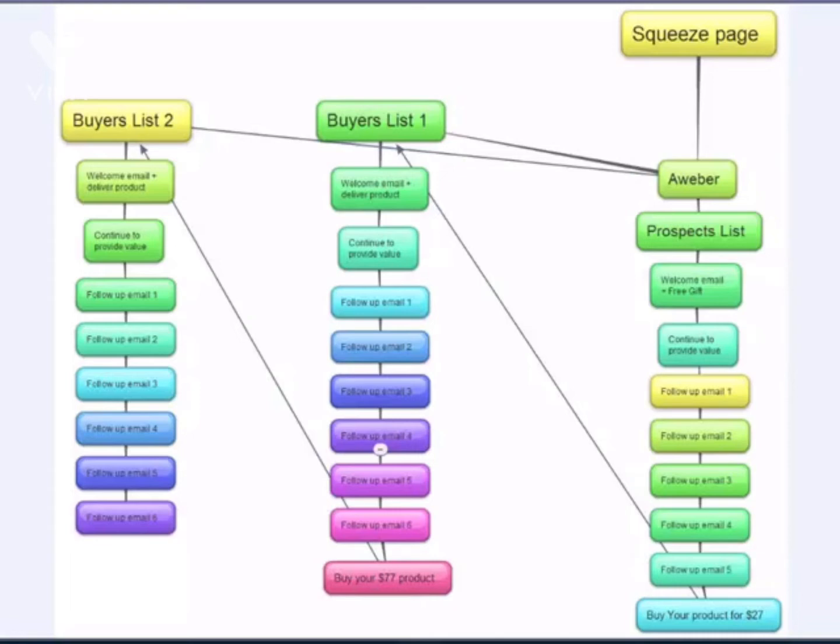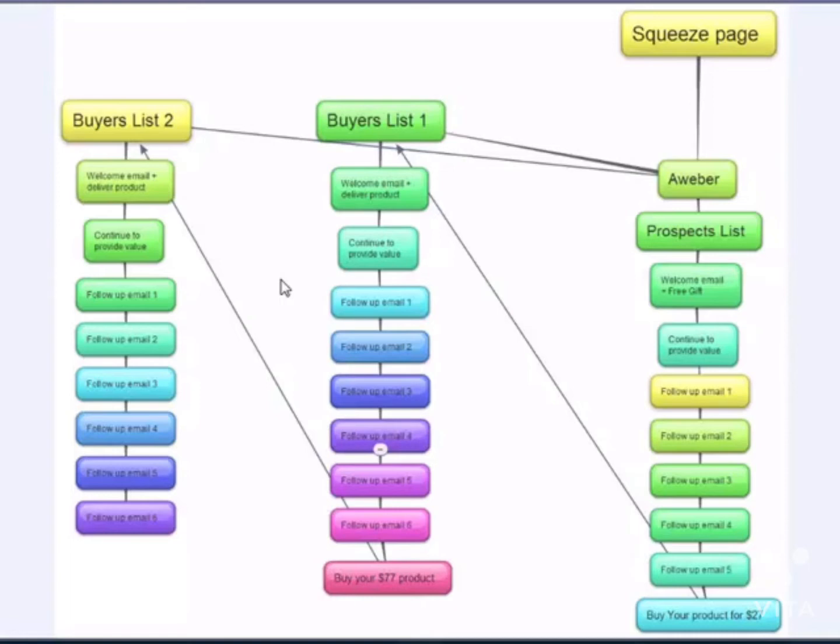This is the sales funnel that you should use when you have 2 products to sell. Just a quick recap, as we've said: first product, don't go over the $15 mark, and a good price point is around $7, but $7 to $15 is good. And then when they go onto your buyers list number one, you can then offer them another product, obviously going a little bit higher.